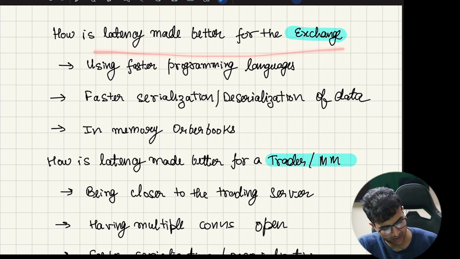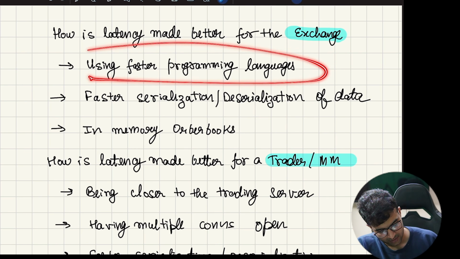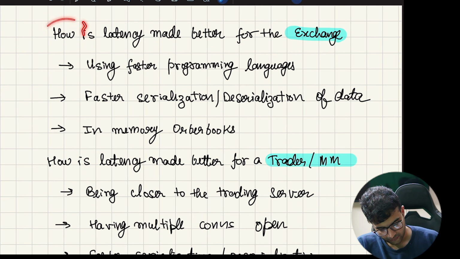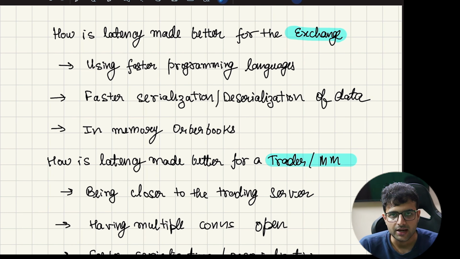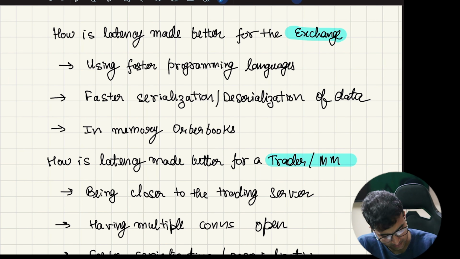How is latency made better for the exchange? Where do these engineers work and try to decrease latency? Number one, using faster programming languages. That's the reason why we keep saying C, C++, Rust, Zig are the languages that are used in exchanges, or like OCaml. No one uses Node.js there.